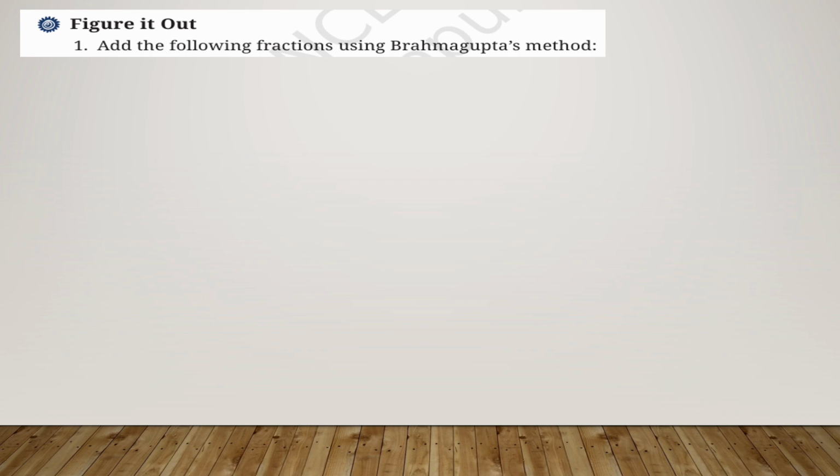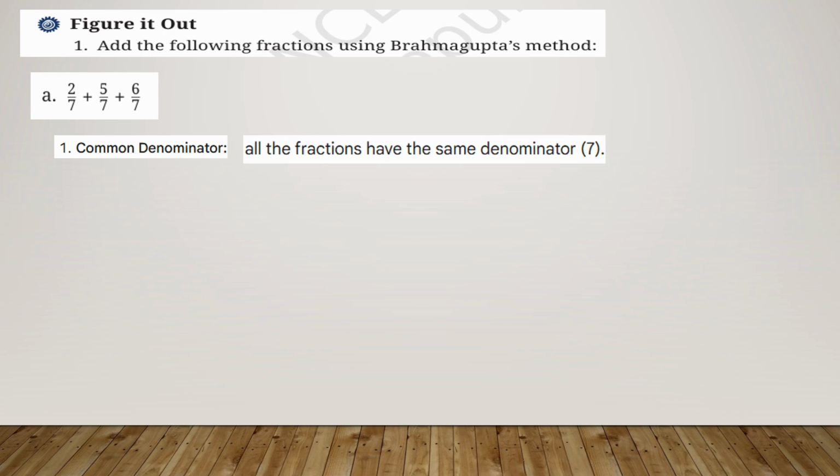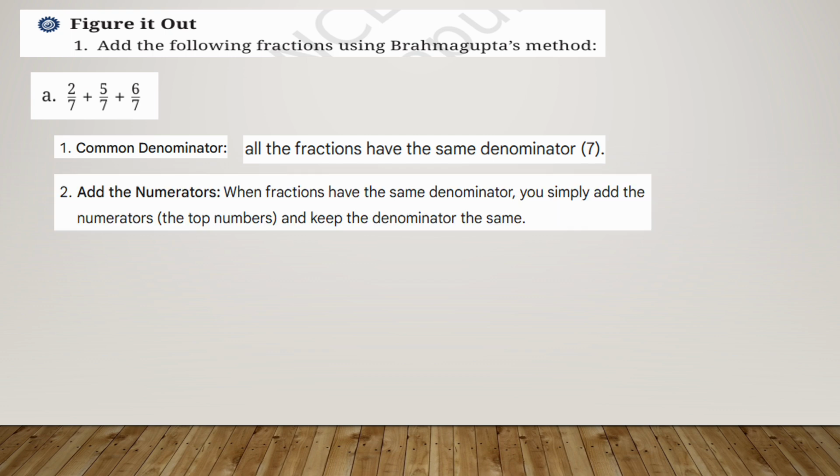Figure it out. Add the following fractions using Brahmagupta's method. See the first question, 2 by 7 plus 5 by 7 plus 6 by 7. First we have to find a common denominator. In this case, all the fractions have the same denominator, 7. So the next step is to add the numerators. When fractions have the same denominator, we can simply add the numerators and keep the denominator the same.